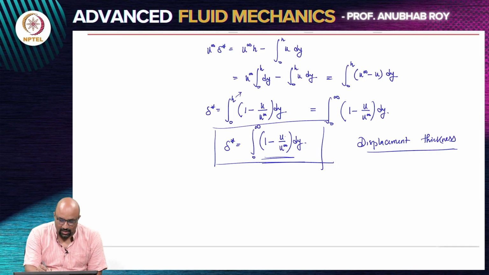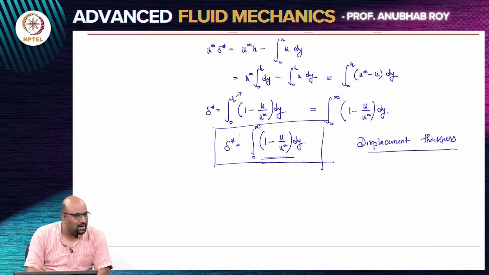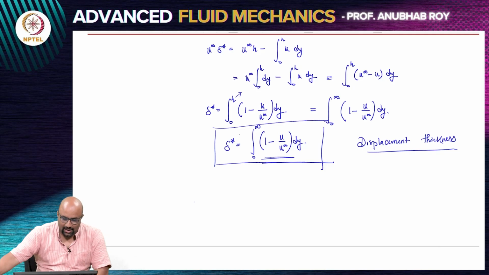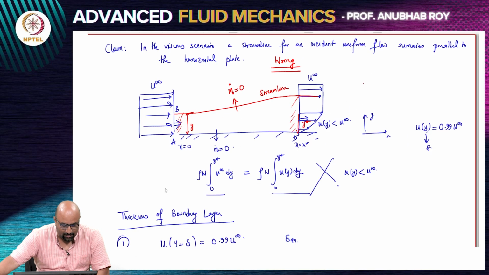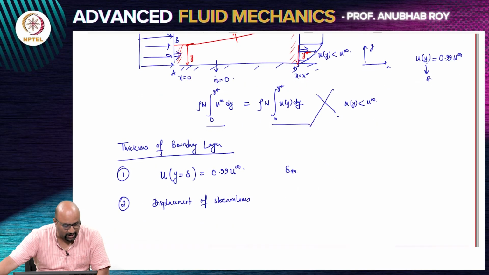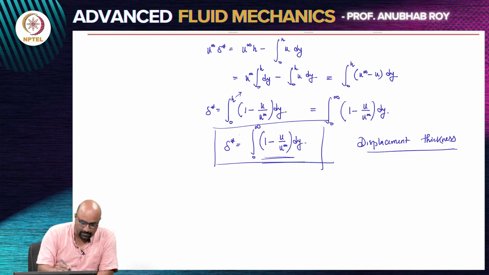Because, if you remember, this is u as a function of y at a given x location. So, you are going to get the displacement thickness at different points in x by finding out how much the flow has slowed down. Now, this again is not the only way of doing it. We saw the 99% thickness criterion, and we saw the displacement thickness definition.